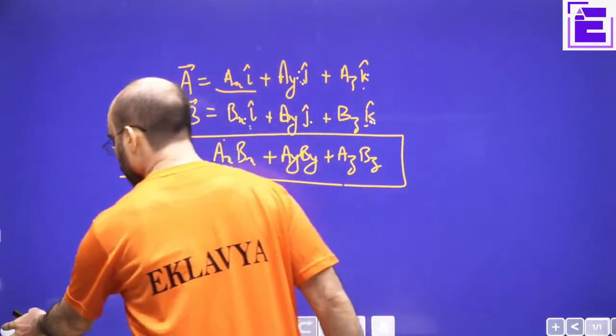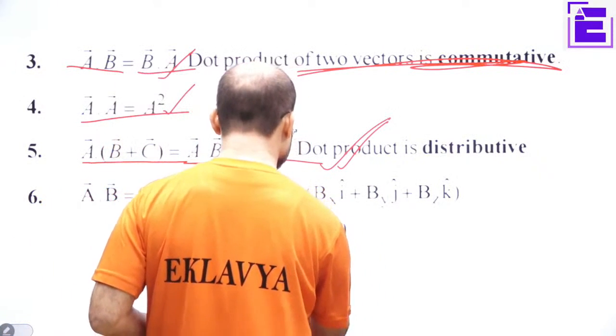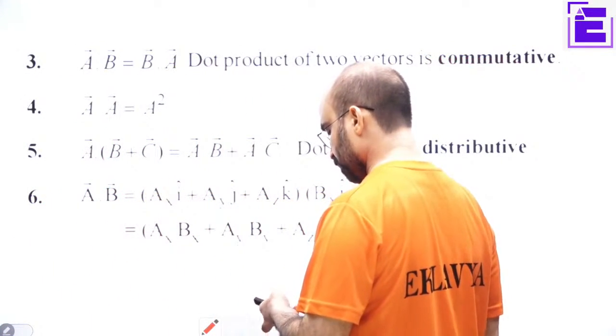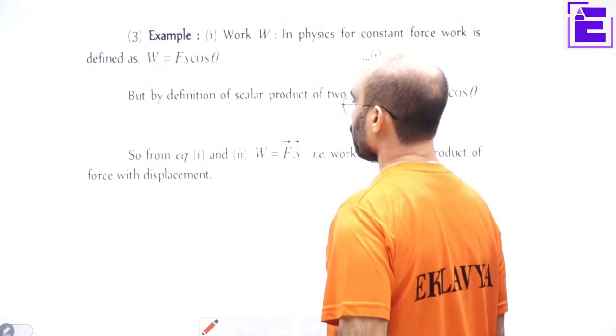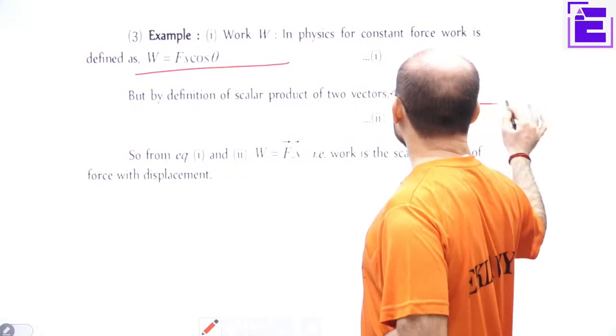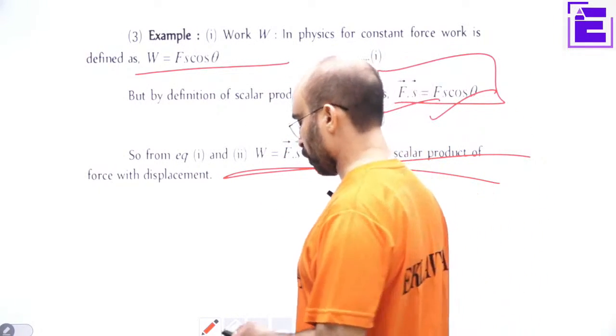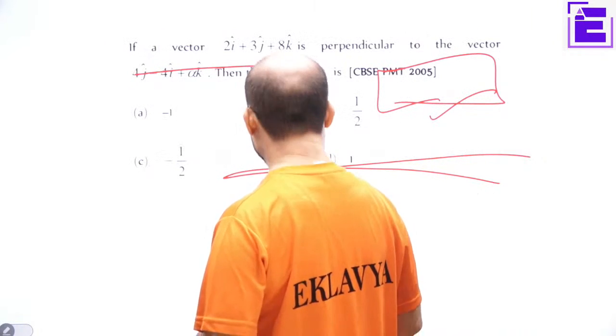Okay, so now this we have understood. Now let us move further. What is coming up? Let us see. This we have already understood. Fs cos theta, F dot S equals this. So work is a scalar product of force and displacement. We have understood this. Okay.